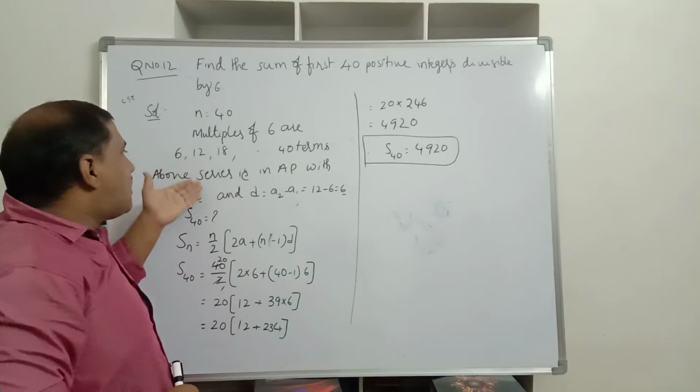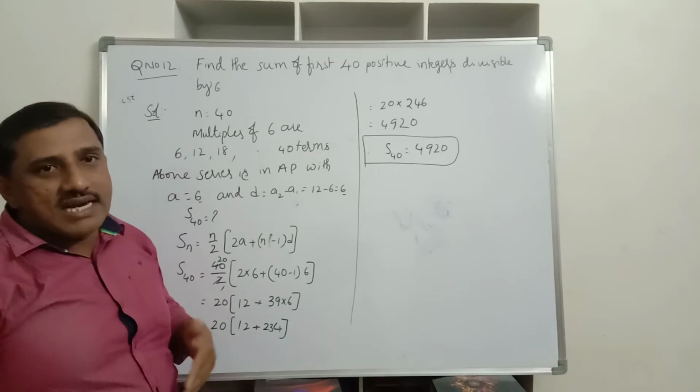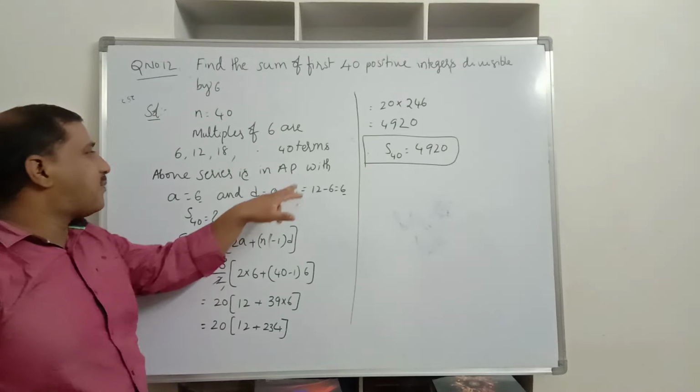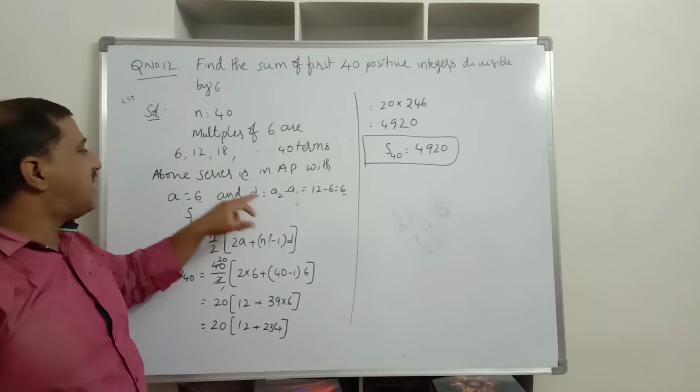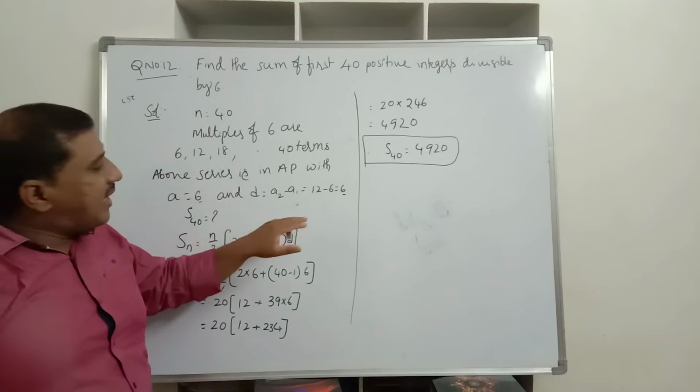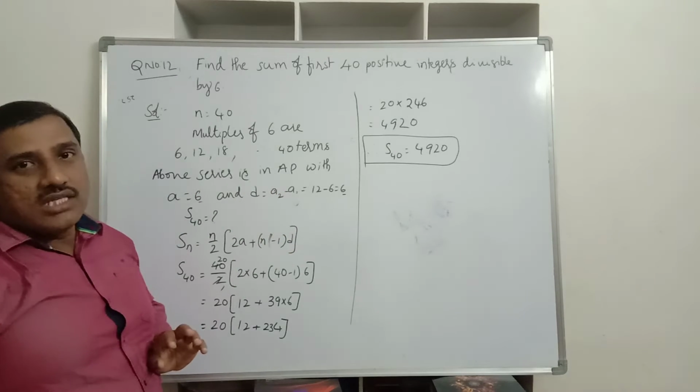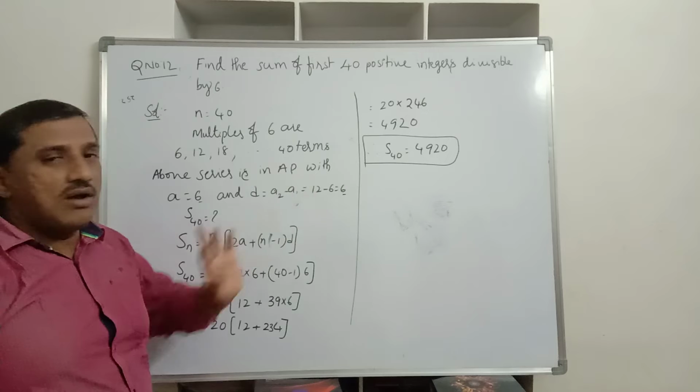By seeing this in numbers itself we can say that it is in arithmetic progression with a, that is first term, equal to 6, and the common difference d is equal to a2 minus a1, that is 12 minus 6, which is equal to 6.